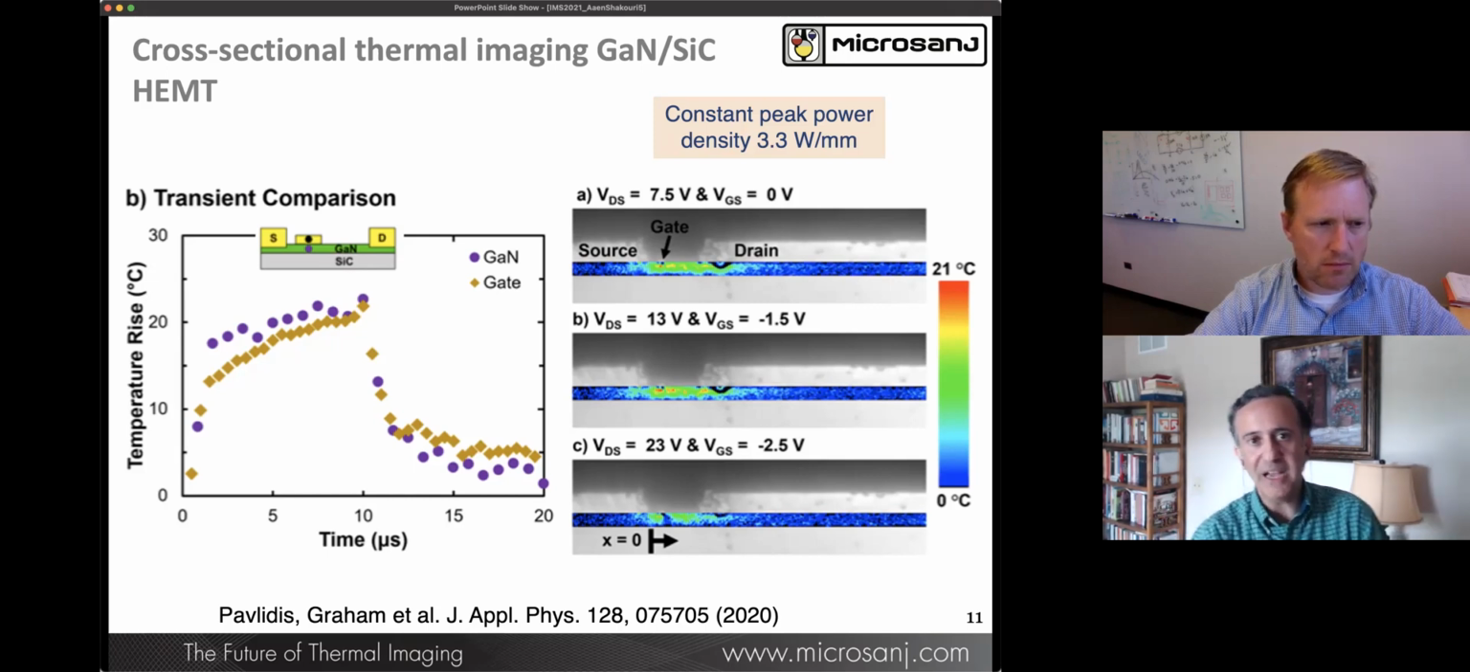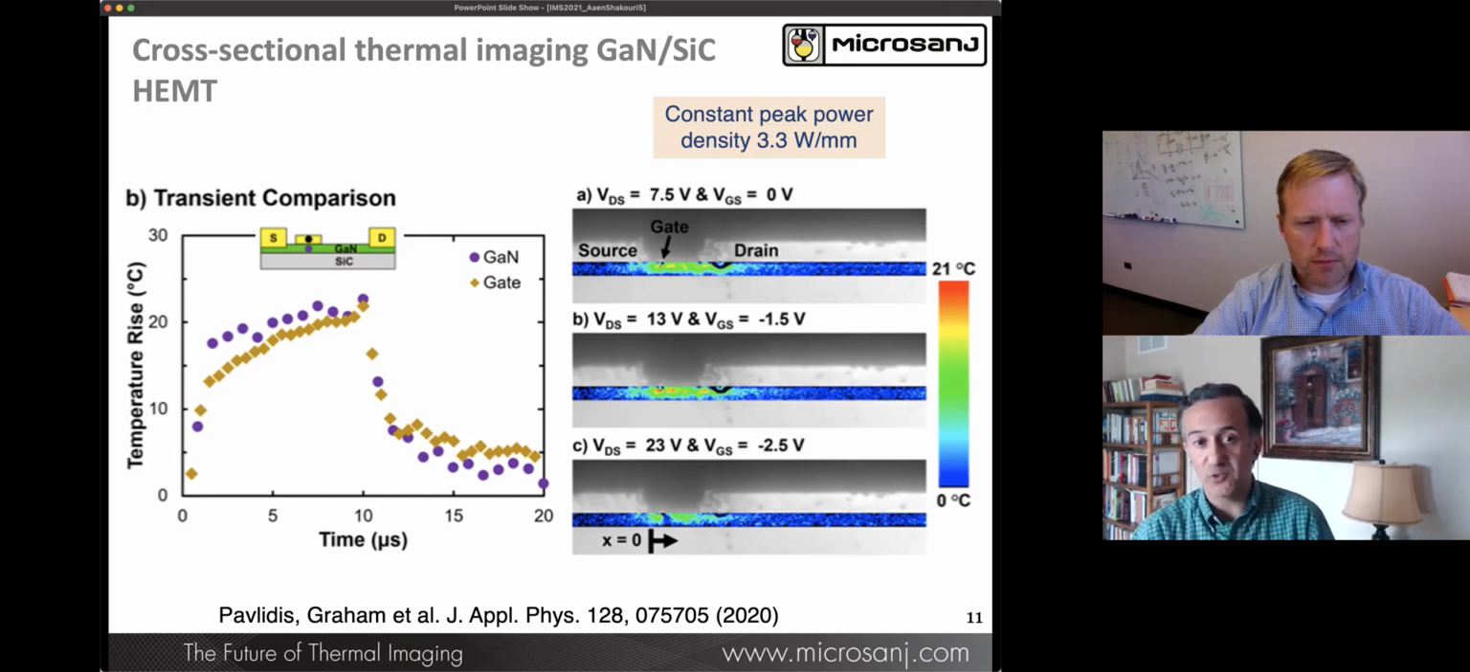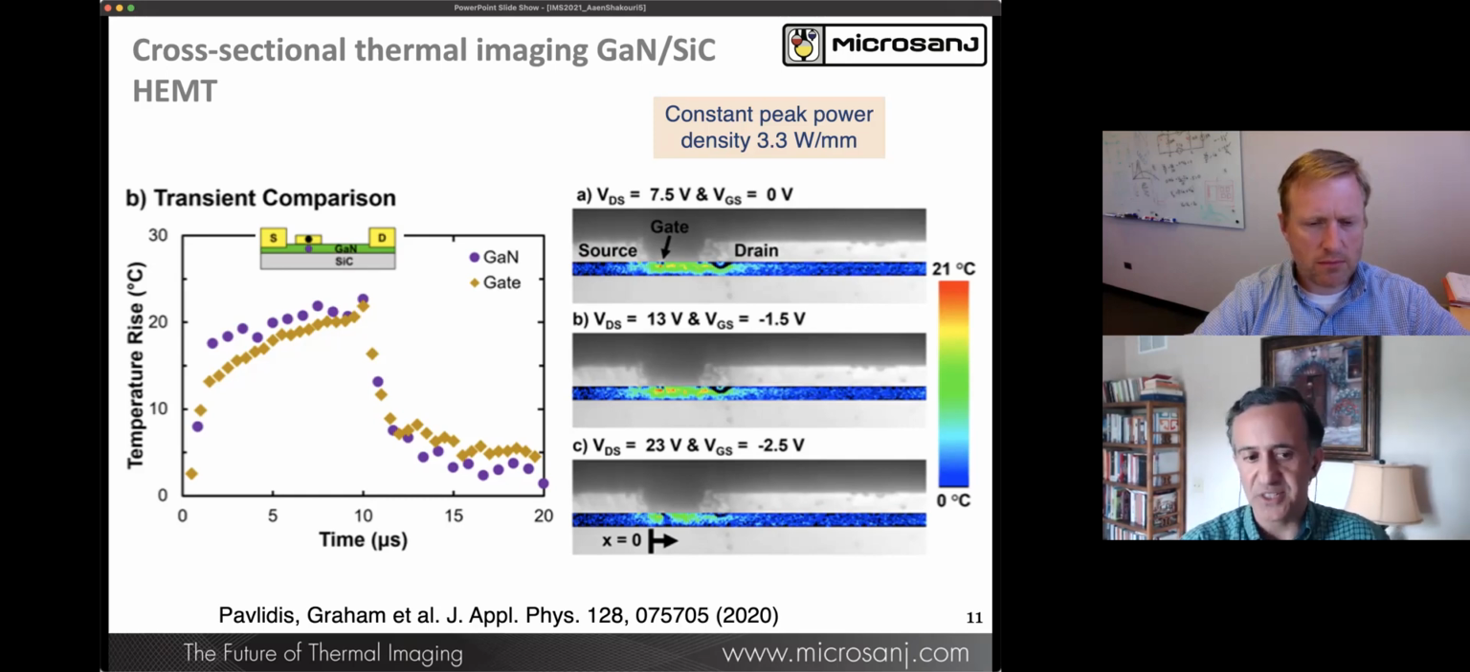And what you can see on the right-hand side, the same power is applied in the 3 cases, A, B, and C. The same power of 3.3 watts per millimeter, but you can see that the V-gate source goes from 0 to minus 1.5 to minus 2.5. So basically, you can see as you go to pinch-off how the distribution of heat changes. And again, there has been quite a bit of modeling work, and this is one of the first times we can visually see what happens in this type of device. So that was one of the recent validations.